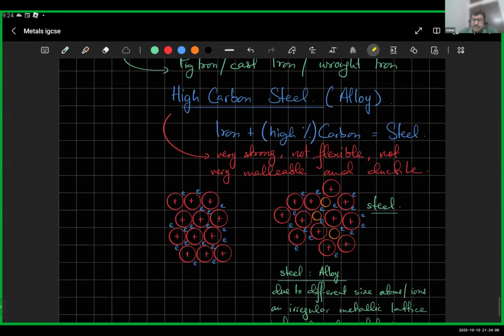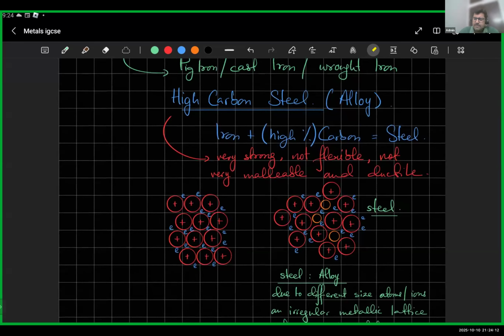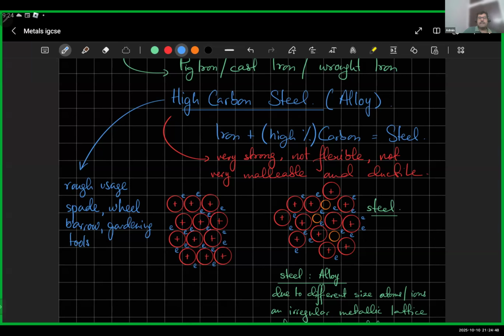This is high carbon steel. High carbon steel is like a pretty bad form of steel because it's very strong. But the problem with being strong is that it can crack easily. So this is normally kept for rough usage. For example, spade or wheelbarrow or gardening tools. For example, an axe would be made out of high carbon steel.